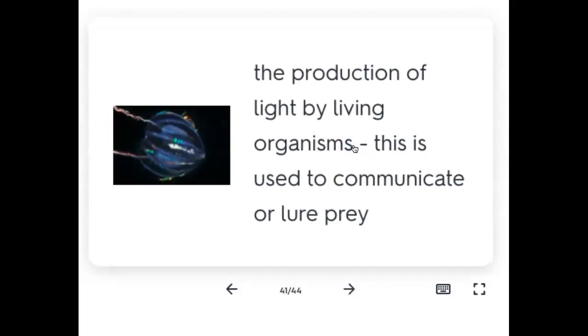The production of light by living organisms is called bioluminescence, and usually bioluminescence is going to be used to help an organism lure in its prey, kind of like in Finding Nemo when you have the anglerfish with the little light, and Dory thinks the light is really pretty and is swimming up to it. So that's luring in another fish.